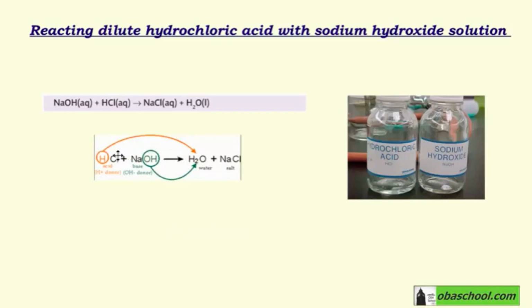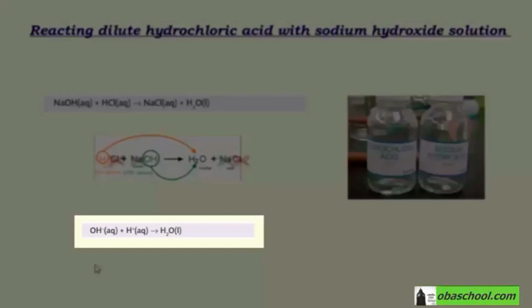But how do we get the ionic equation? Look again, Cl in the reactants is the same as in the products. So we remove it. The Na stayed the same as well, so we remove it. We're left with H, which is H+, plus OH, which is OH minus, to give H2O. This is the ionic equation. So OH minus plus H plus gives H2O.